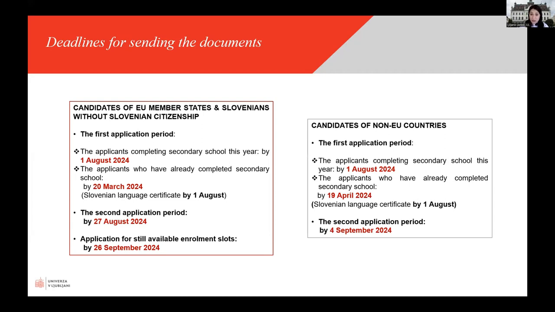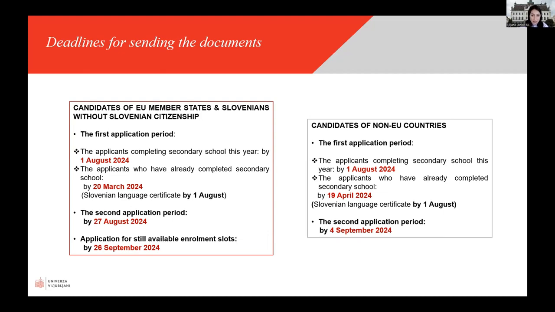And those who already finished high school, you need to send it by the end of the first application period, so 20th of March. If you apply in the second application period, then you need to send your documentation by 27th of August. And if you apply in the period for still available enrollment slots, then to the 26th of September. When it comes to non-EU students, the same conditions apply.